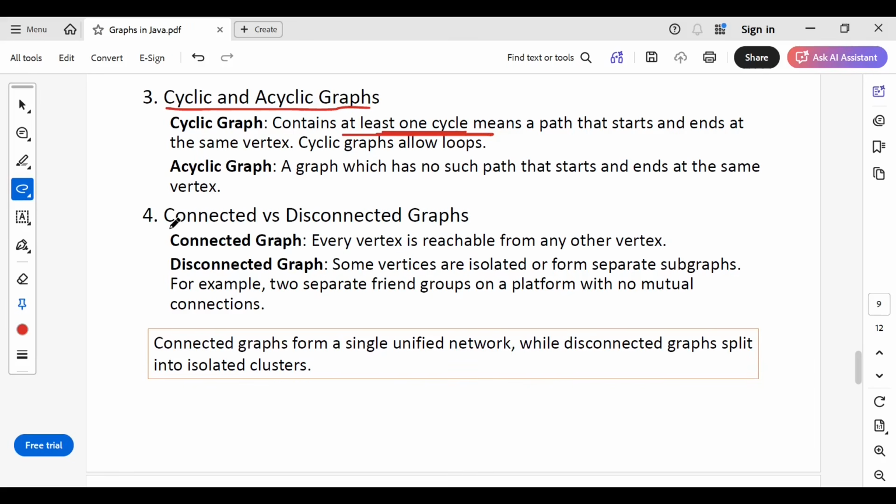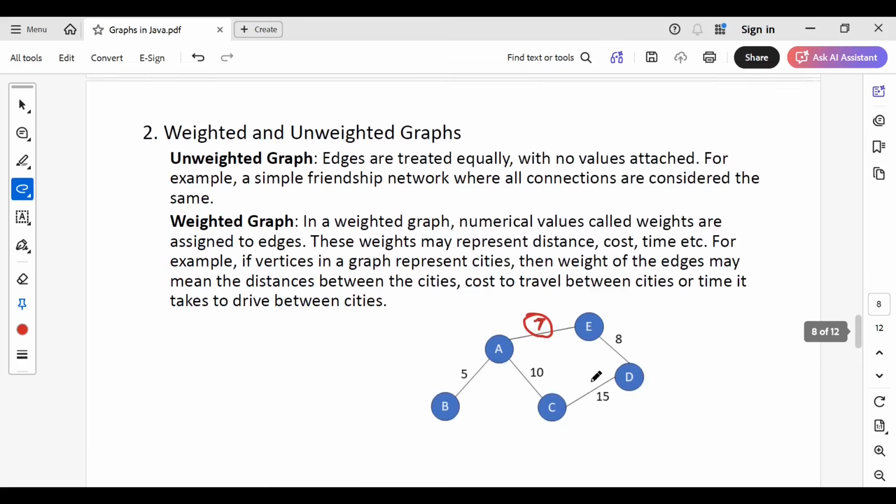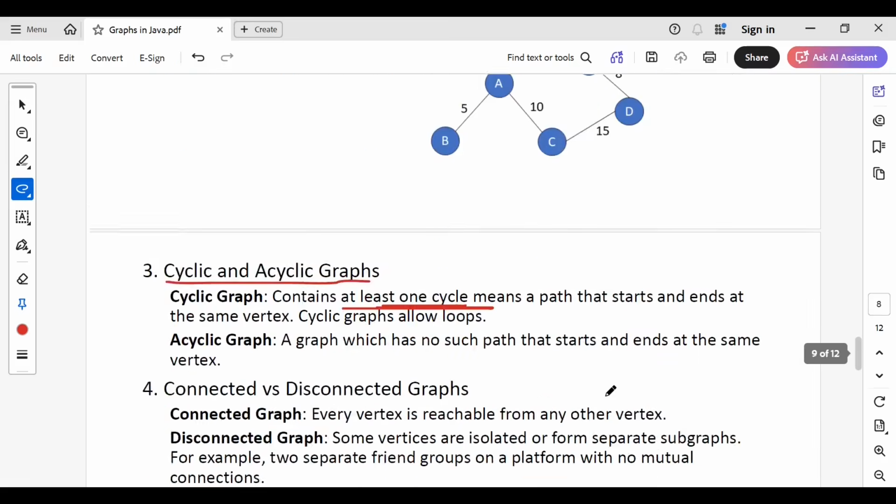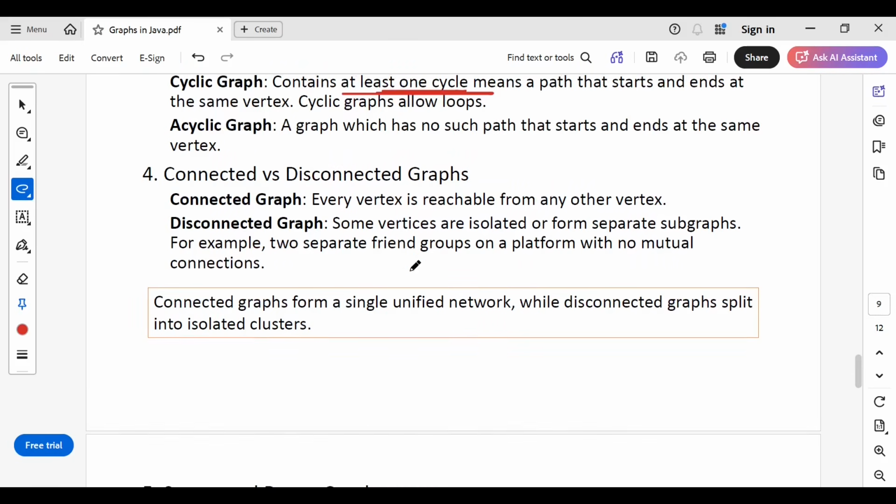Then you can also have connected versus disconnected graph. Connected graph we have already seen, right? Where every vertex is connected to any other vertex. You can go from any vertex to any other vertex. Whereas in disconnected graph, you won't have that facility. So suppose I have this, separated like this. This is a disconnected graph. I can't go from this to this or this to this.